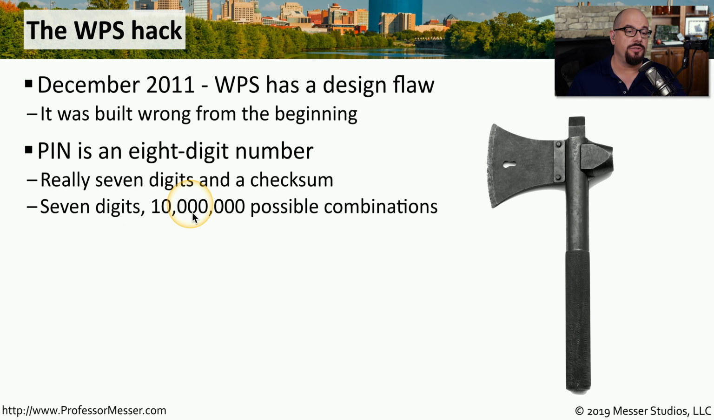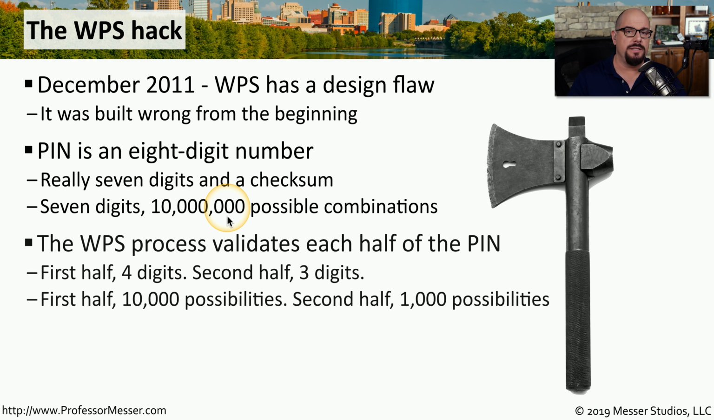And of course, 7 digits means that we have about 10 million possible combinations. But in reality, it was actually much fewer than 10 million. This WPS process broke the number up into two separate pieces. So there would be a first half, which had 4 digits, and a second half, which only had 3 digits, because that last digit was the checksum. This meant the first half had 10,000 possibilities and the last half had 1,000 possibilities. And 11,000 possibilities is much fewer than the 10 million possible combinations that you would think would be available.